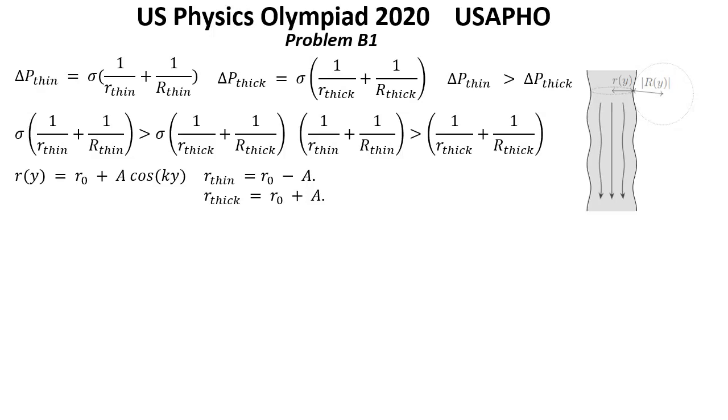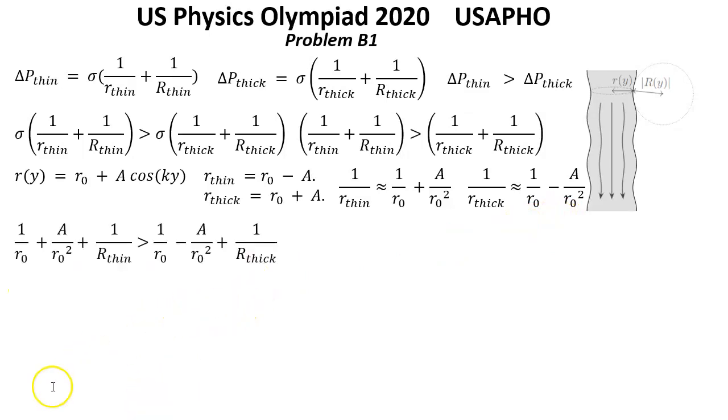We are going to need 1 over r to use the Young-Laplace equation. 1 over r thin is approximately equal to this one, and 1 over r thick is equal to this one. The inequality now looks like this.